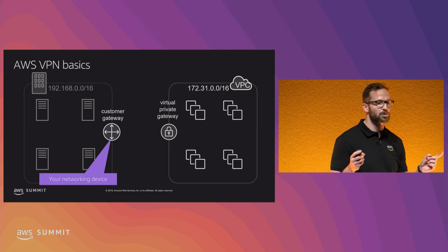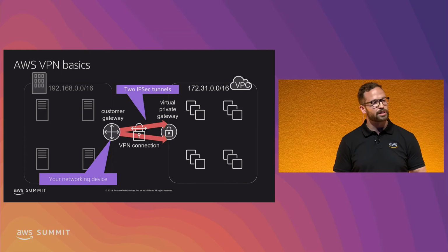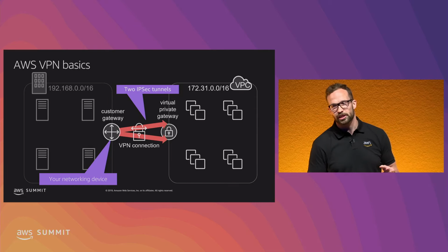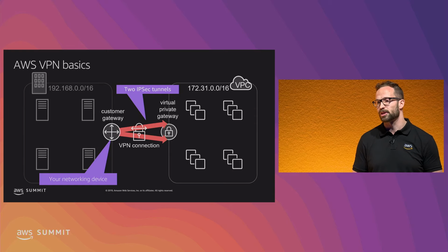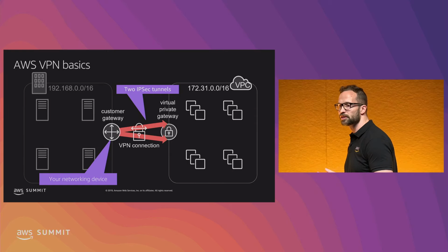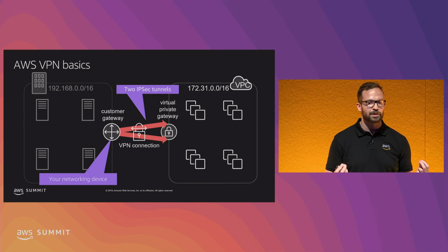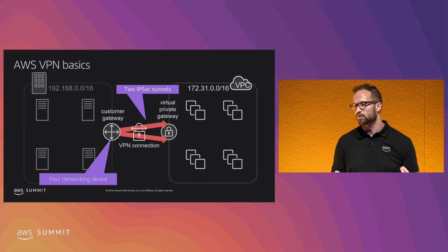So once you have those two endpoints, you can create your first tunnel, you can create your first connection, and each VPN connection actually consists of two separate IPsec tunnels. And the reason why there's two separate tunnels is because we give you two separate VPN termination endpoints in different availability zones for high availability.